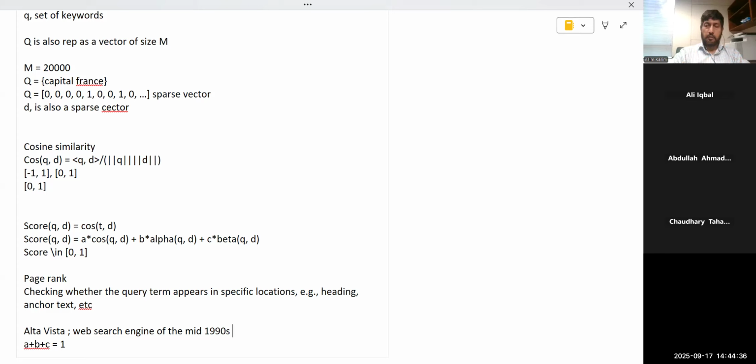So Alta Vista was kind of the king in 1995, 96, 97, even 98 and 99, when Google popularized its PageRank based search engine, maybe around 2000, and then it finally ended. So maybe you can read up the history of Alta Vista after class. I think it should be an interesting read.